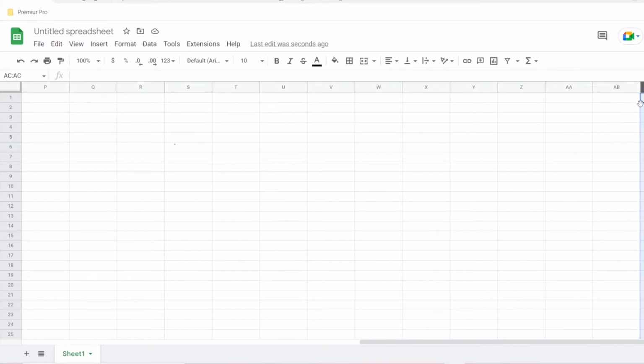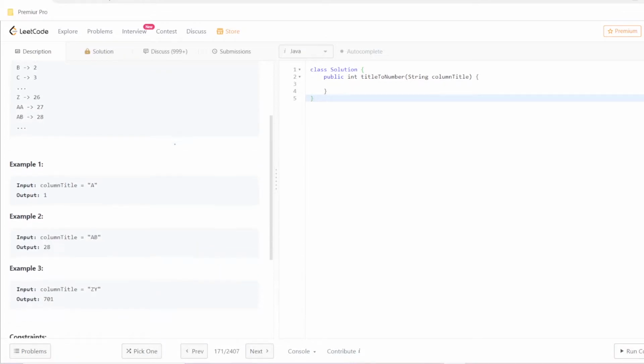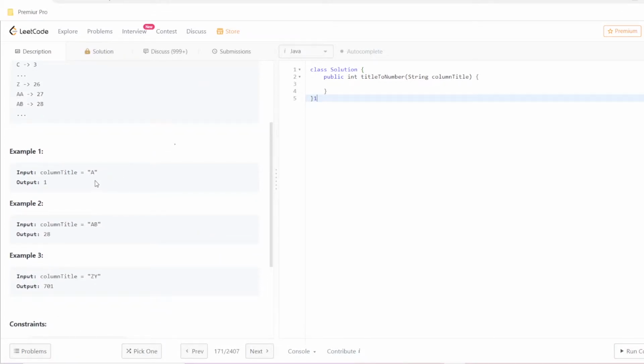After AZ, there will be repetition that starts with B: BA, BB, BC. Similarly after that, CA, CB, CC. So you will be given this column title and you have to tell what the column number of that column title is in the Excel sheet. So the question is simple and straightforward. In the example, column title A represents 1, AB represents 28, and ZY represents 701.